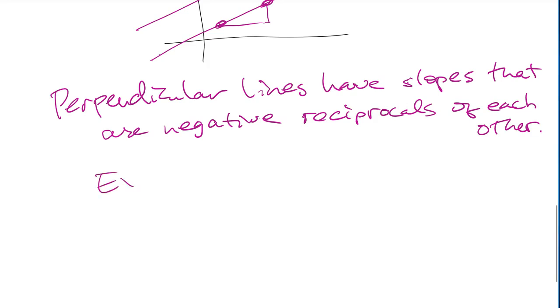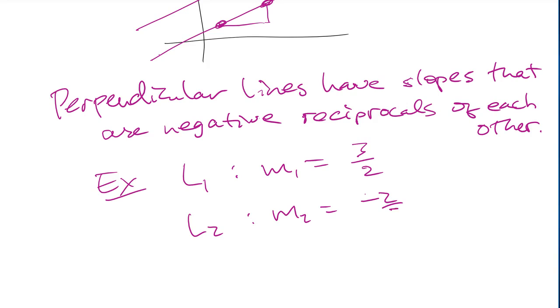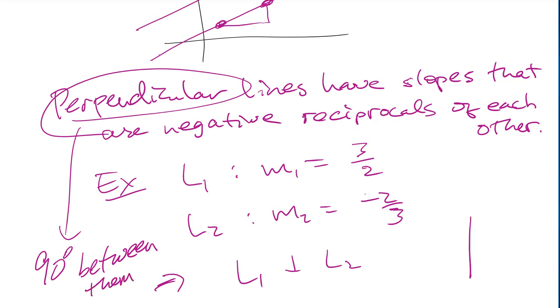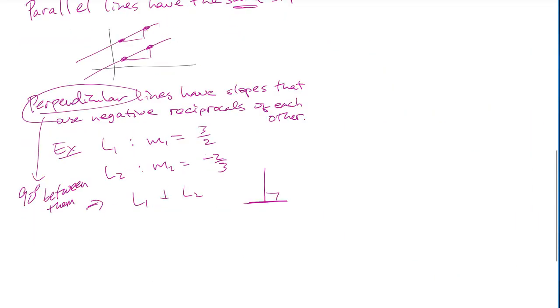So, for example, if line 1 has a slope of 3 over 2, and line 2 has a slope of negative 2/3, then you can say that line 1 is perpendicular to line 2. Perpendicular means that they meet at a 90-degree angle. In other words, they meet like this, at a 90-degree angle. We're going to get to that later with lines.